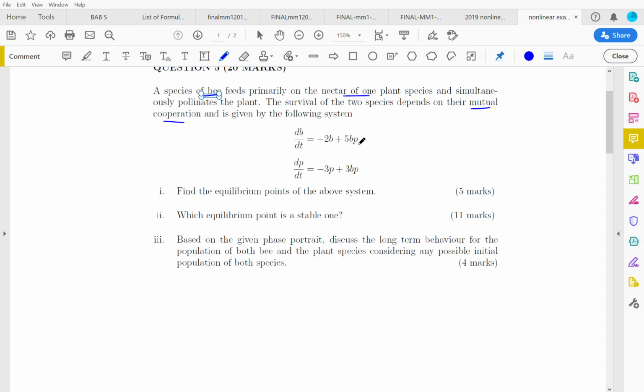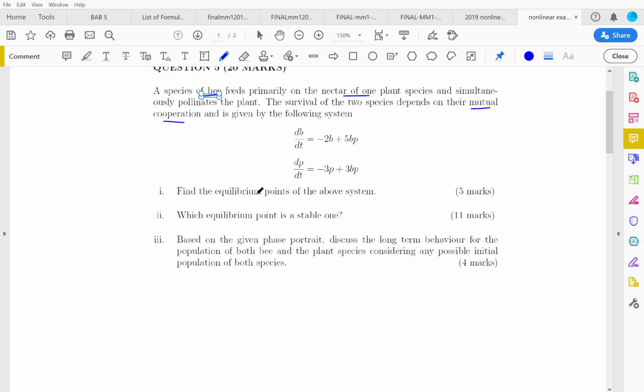Okay, mutual cooperation. B here represents the bee population. P here represents the population of the plant. The same here, we have a negative sign because in the absence of the bee population, the population of the plant will decline. And here positive, if there is the bee population, the plant would grow as well.